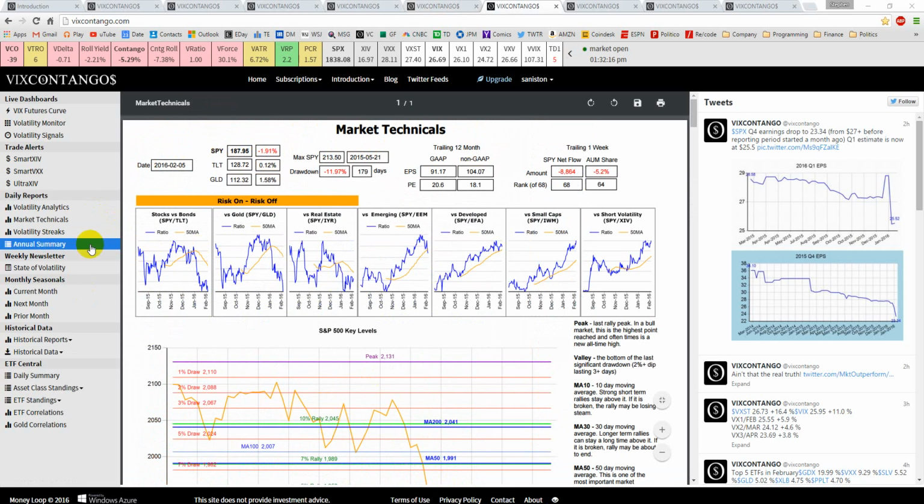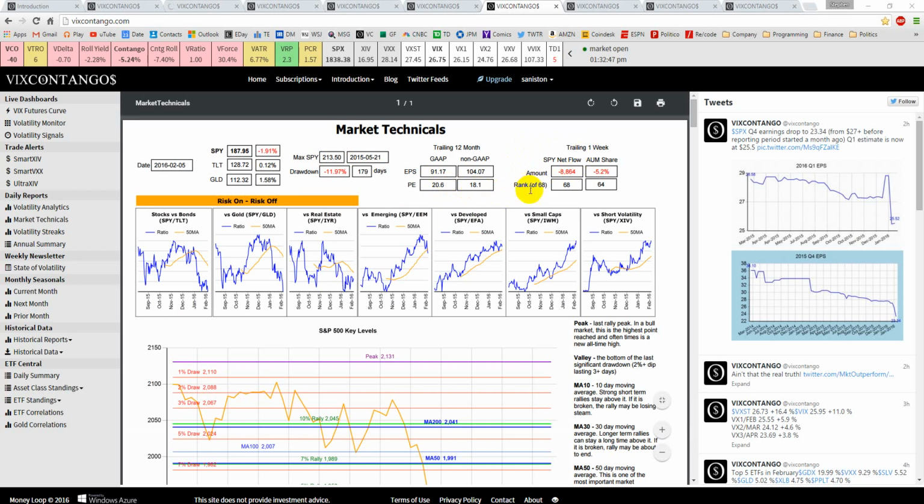The next main report is the Market Technicals report. In it, we show you information about the S&P 500. So here we have some information about the max SPY, the drawdown from the all-time high and how long it was. You get to see the earnings picture. So these are the earnings per share, the GAAP one, and then the adjusted ones, the non-GAAP ones. And then we get to see the P/E, the GAAP P/E and the non-GAAP P/E.